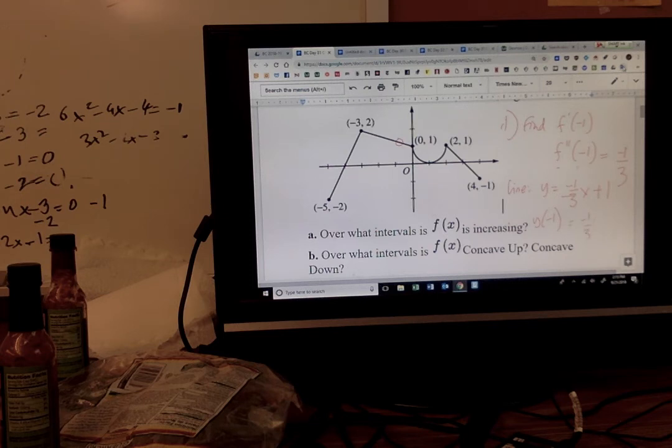Negative 1/3 times negative 1 plus 1. Tell me your absolute final answer. Slow and steady. Is it 4/3? So go back and write f dash of negative 1 is 4/3. I hope you understood what we did.